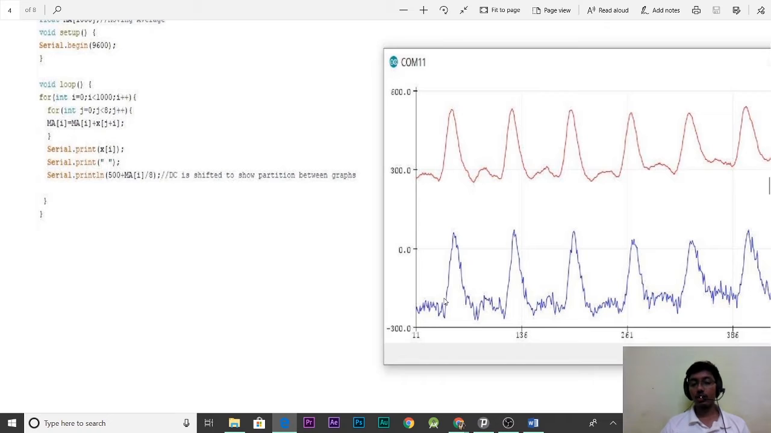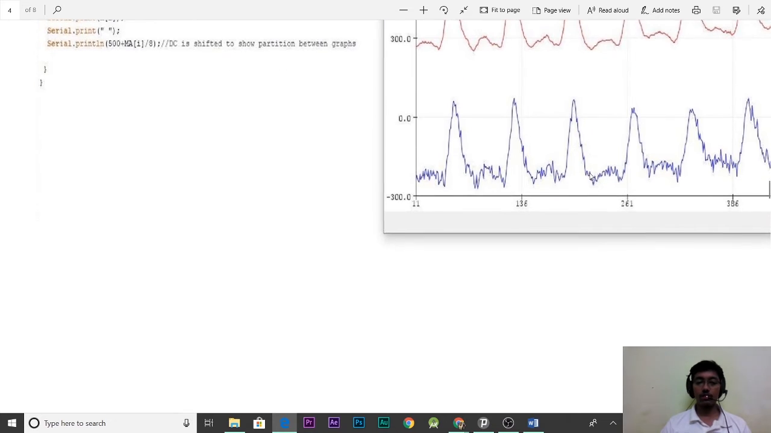So here is the output. The blue one is the raw data signal, and the red one is the moving average filtered signal, the output of the moving average of length equal to 8.